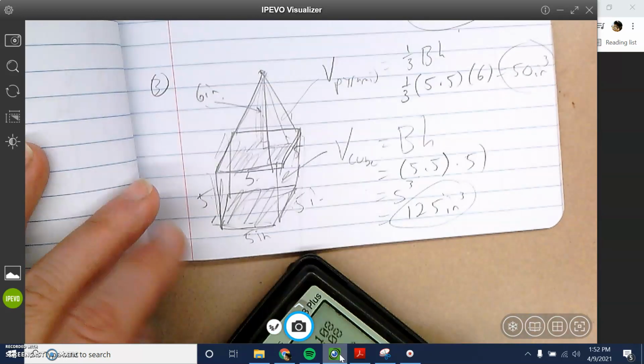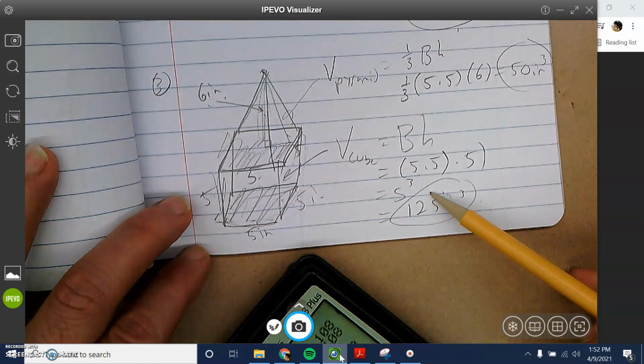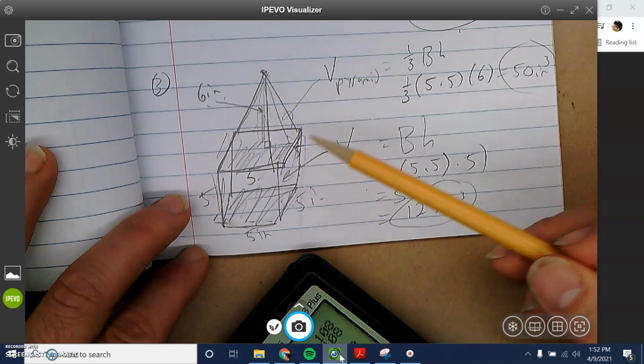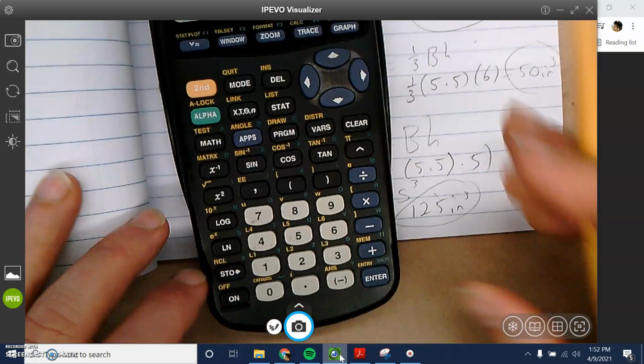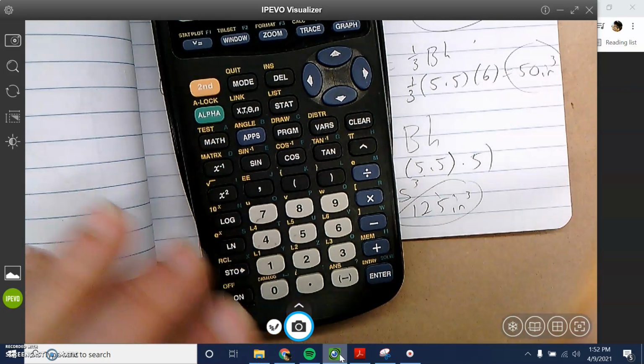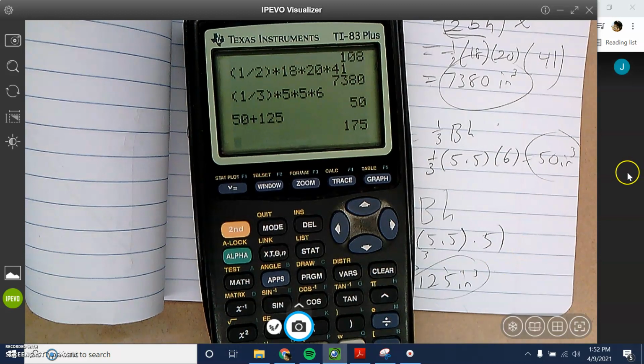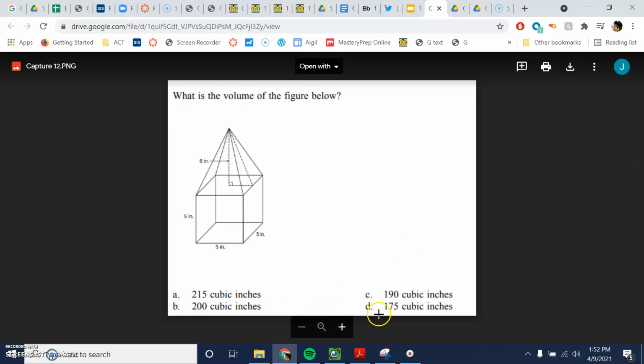All right, so what do I do next? So if this is 50 inches cubed, the pyramid, and the cube is 125 inches cubed, what's the last thing I need to do to find the total volume? Yeah, add them up. 50 plus 125 is 175. Oops, sorry, I can't see that. 175. There we go. So the answer is D.